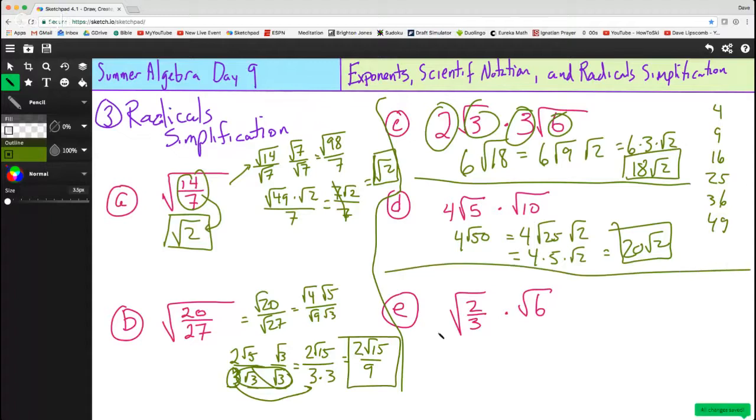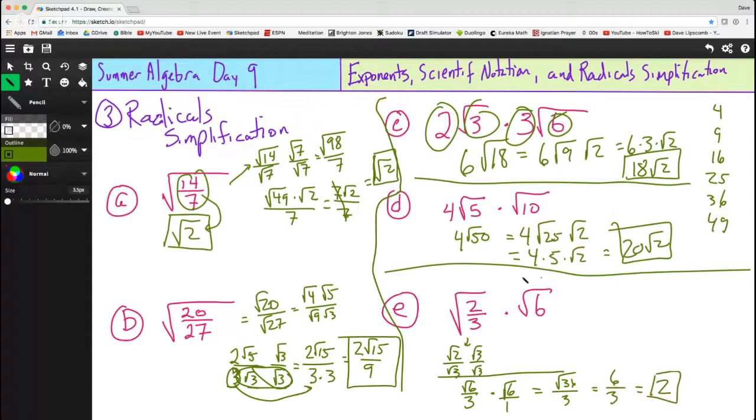Now E, we have to solve this one first. So we take this square, we make this the square root of 2 over the square root of 3, multiply by root 3 over root 3, and we get root 6 over 3. So we multiply that by the square root of 6. Well, the square root of 6 times the square root of 6 over 3 is equal to the square root of 36 over 3, which is equal to 6 over 3, which is equal to 2. Nice. This one worked out really cool.